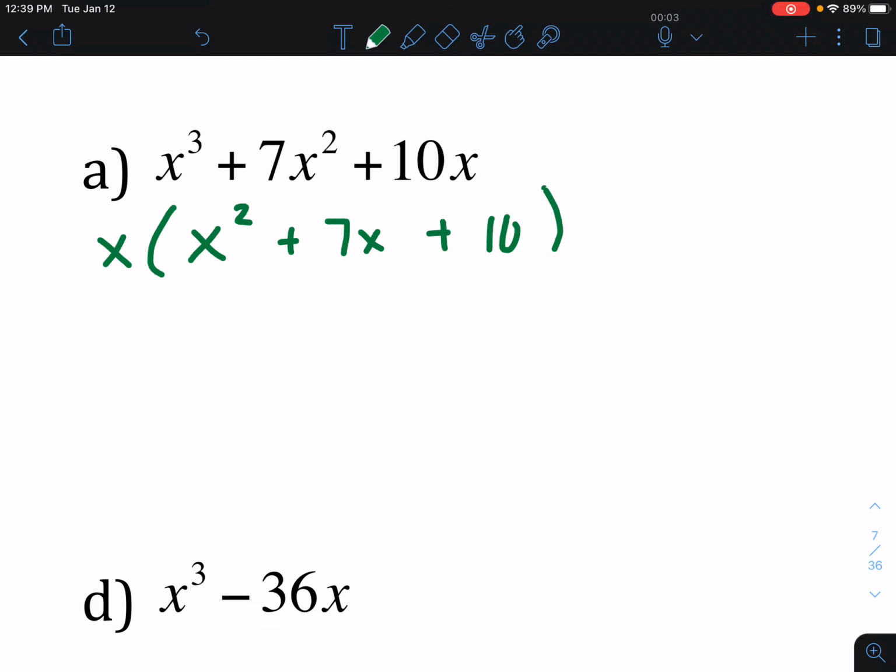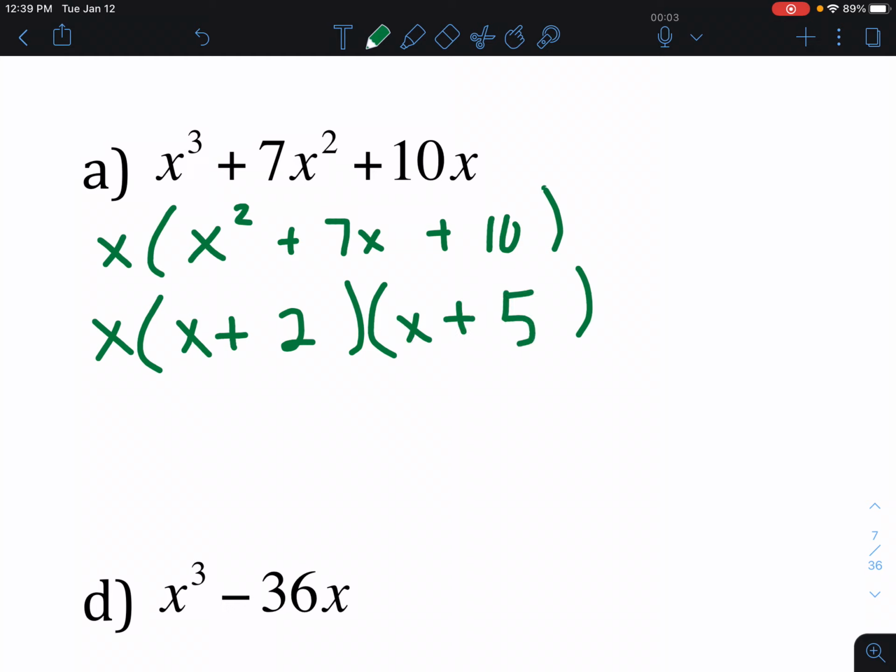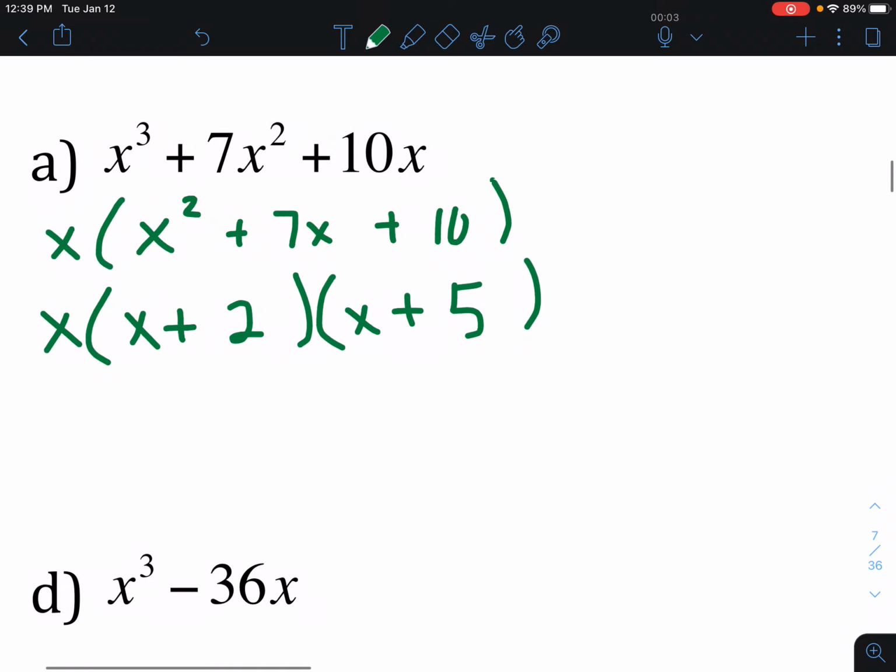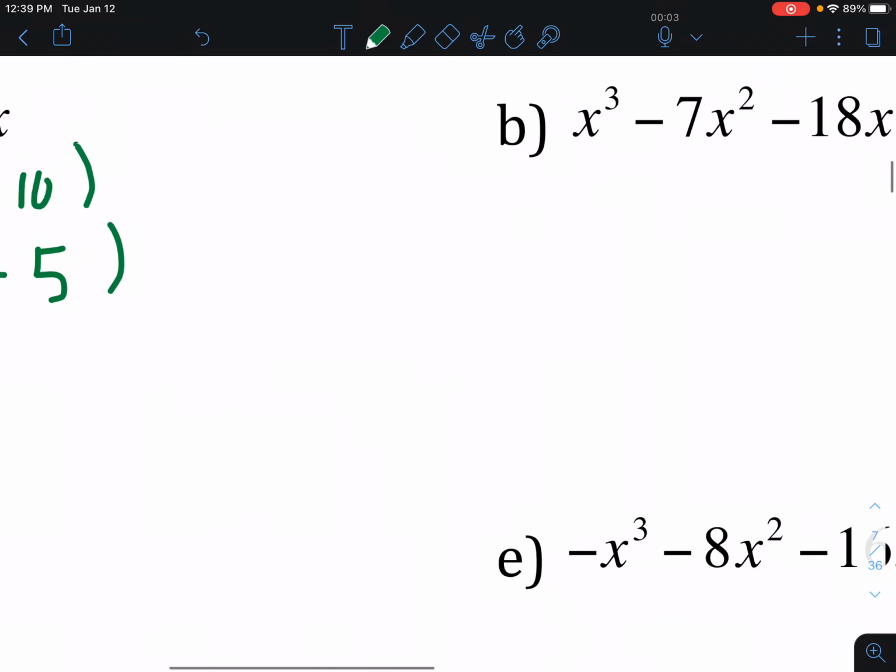Then, from there, inside the parentheses, we have a trinomial. Can I think of two factors that multiply to get 10 that add up to 7? Yes, I can. 2 and 10. So x plus 2. I meant to say 2 and 5. 2 and 5. And then there it is, factored completely. So in these problems, we may end up having to factor more than once.